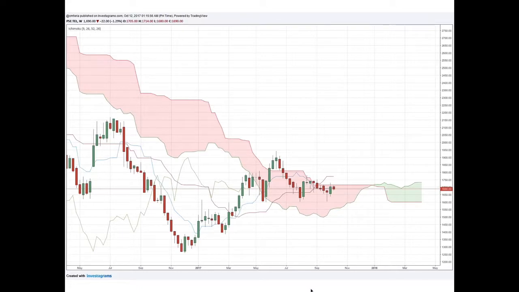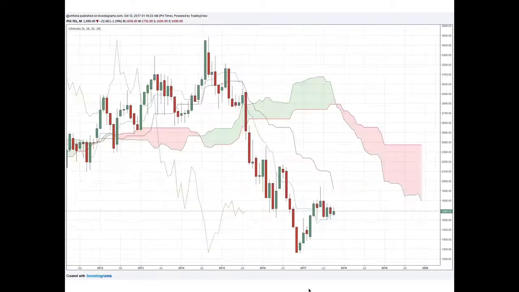Although it tries to break out of the Kumo, it's still bearish because it is faced with the Senko B line. There's also a Kumo twist, but until prices are able to break above the Tenkan-sen, this is still on a downtrend or a sideways movement.